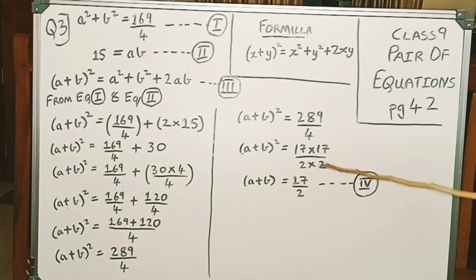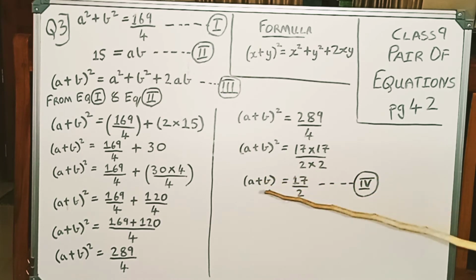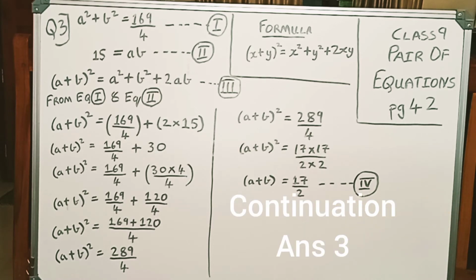So removing the square root from both the sides, this square and this 17 square and 2 square. If you remove that from both the sides, you will get this equation: a plus b is equal to 17 divided by 2. That is equation number 4.